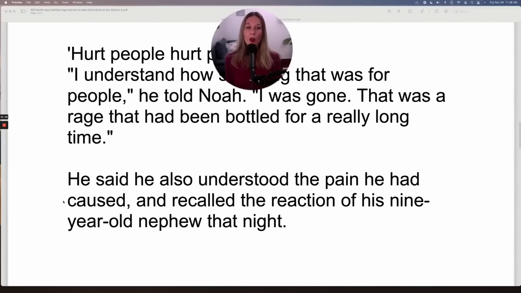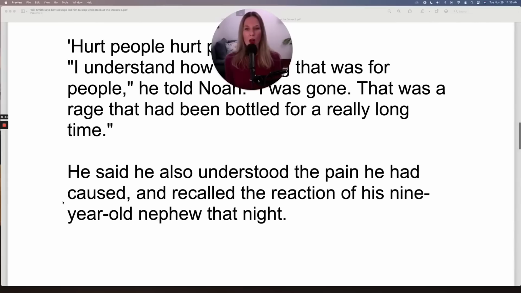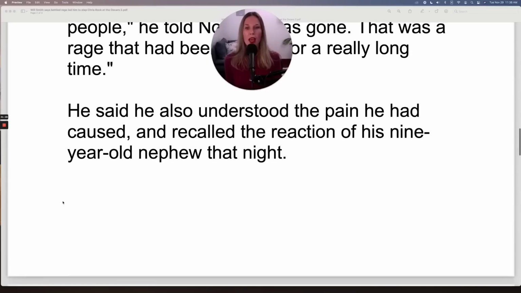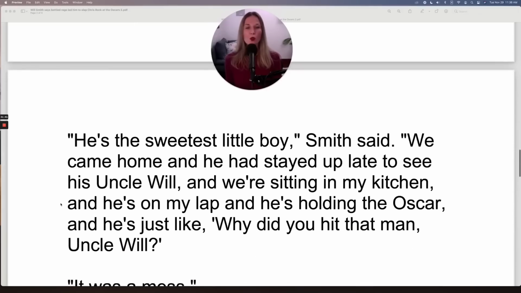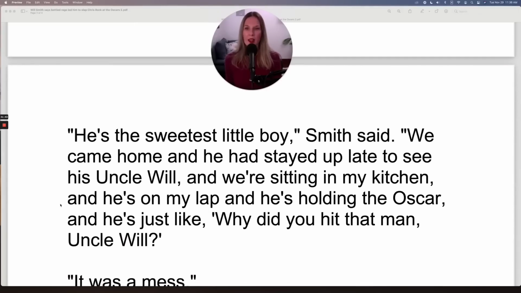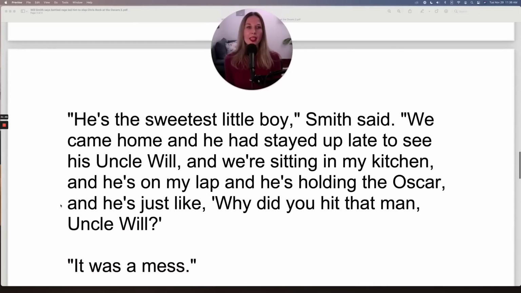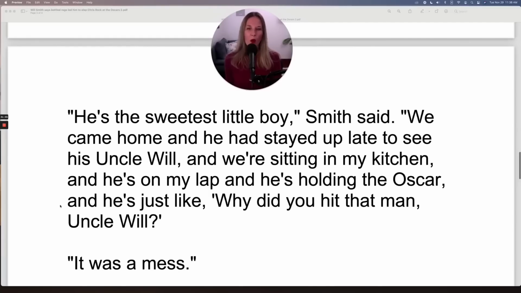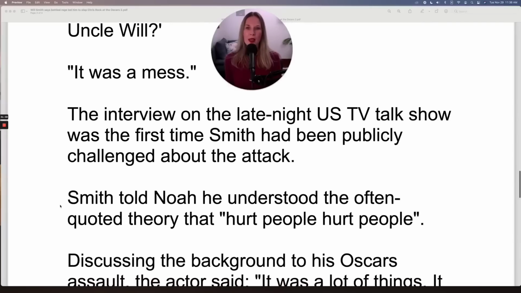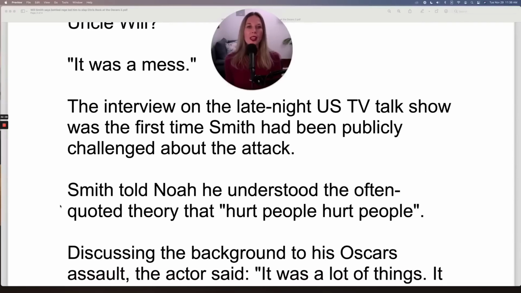He said he also understood the pain he had caused and recalled the reaction of his 9-year-old nephew that night. "He's the sweetest little boy," Smith said. "We came home and he had stayed up late to see his Uncle Will. And we're sitting in the kitchen and he's on my lap and he's holding the Oscar and he's just like, 'Why did you hit that man, Uncle Will?' It was a mess."